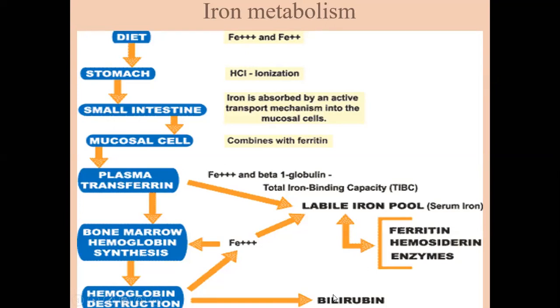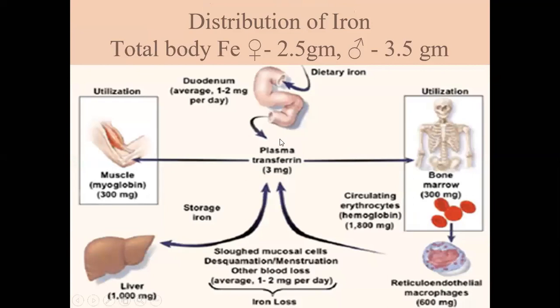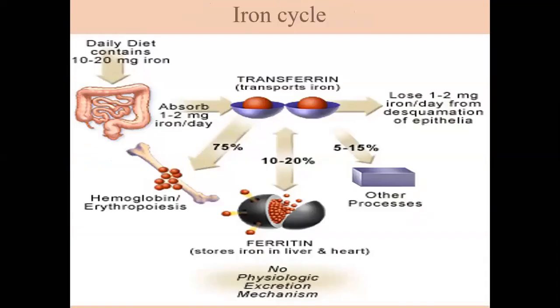So distribution of iron, I am not going into the detail. Bone marrow contains the majority of it. Then a small amount is stored in the liver. After that, muscle needs a minimum of it for the myoglobin, and some amount for the cytochrome B oxidase enzyme. So this is the iron cycle: daily diet, absorption, transported along with transferrin, and daily loss will be 1 to 2 milligram. Absorption is 1 to 2 milligram iron per day. The loss is 1 to 2 milligram iron per day.